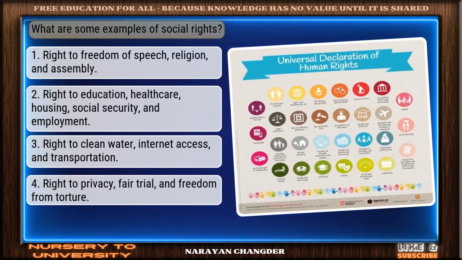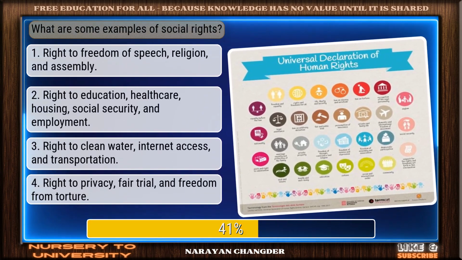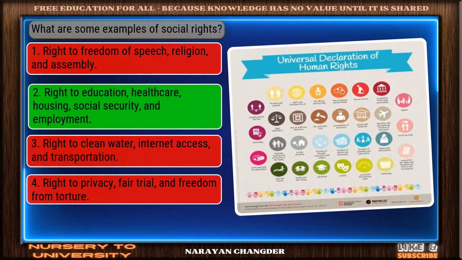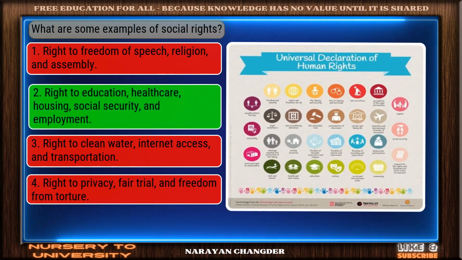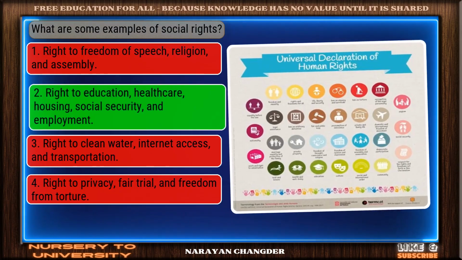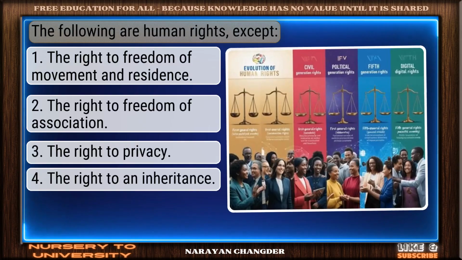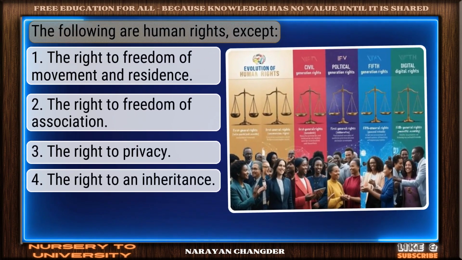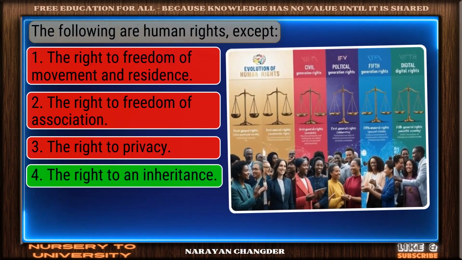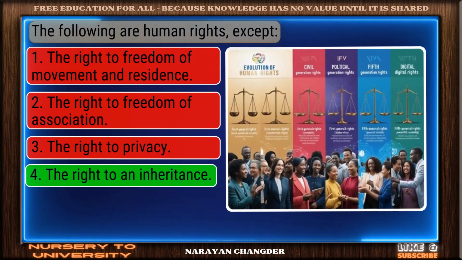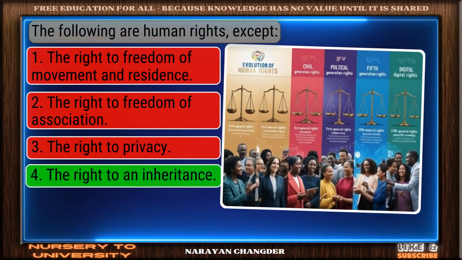What are some examples of social rights? Solid response. Right to education, healthcare, housing, social security, and employment is a valid choice. The following are human rights, except. Well done. The right to an inheritance is the right choice.